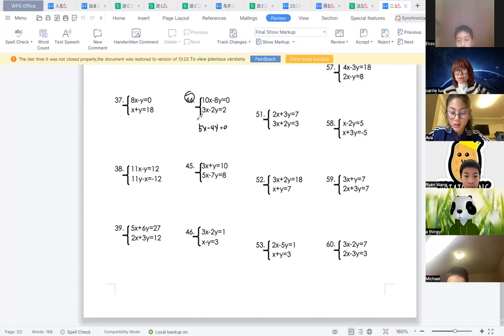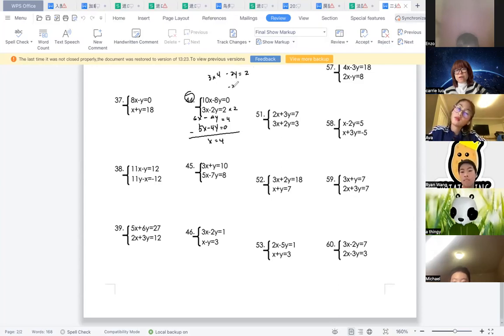Correct? Okay, so now I don't have to times 4, but I only times what? Times 2 for this one, right? So 6x minus 4y equals 4. Correct? So you minus it, so x equals 4. And when x equals 4, y equals what? So 3 times 4 minus 2y equals 2. So negative 2y equals negative 10. So y equals 5. Get it, boys and girls?